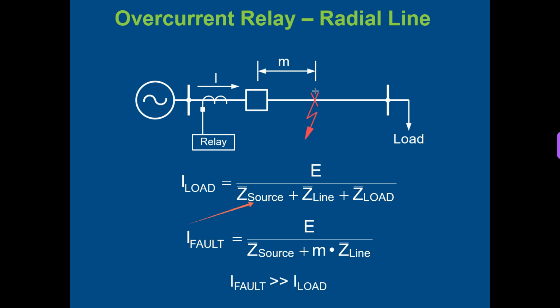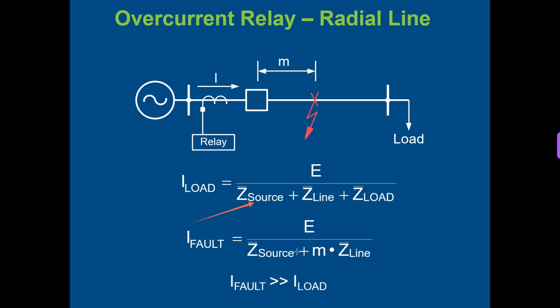Finally, if there is any fault at this particular location, the total line impedance up to this location will be, suppose this is only M, a portion of the line, that means total line impedance will be M times ZL. So the total impedance up to this point will be source impedance plus M ZL.